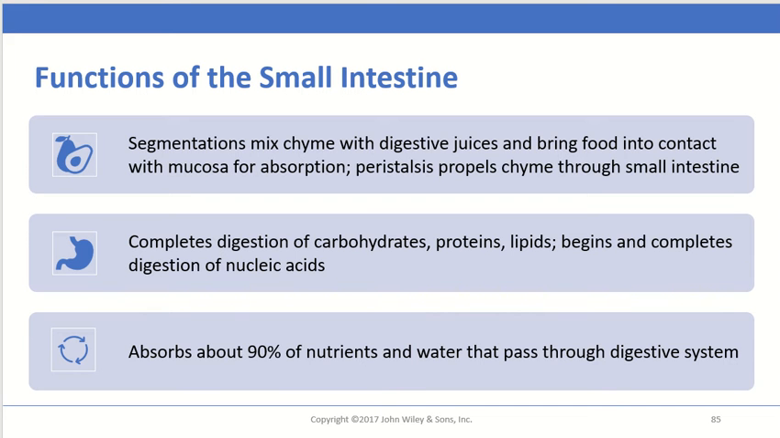The small intestine is also going to complete the digestion of carbohydrates, proteins, and lipids, and it's also going to begin and complete the digestion of nucleic acids. And then last but not least, the small intestine is responsible for absorbing about 90% of the nutrients and water that are going to pass through the digestive system. So lots of absorption is going to be taking place in the small intestines.